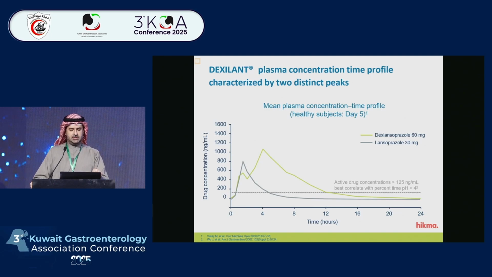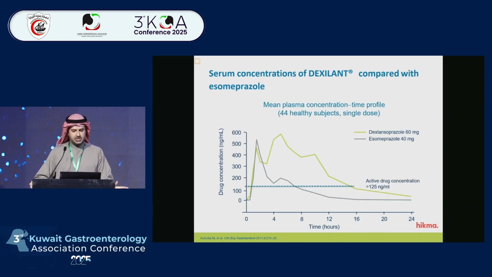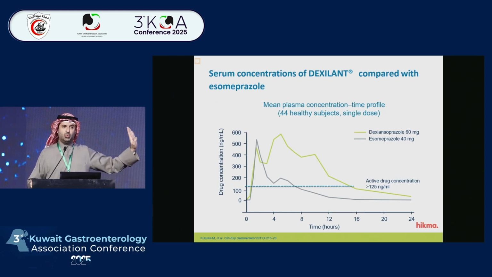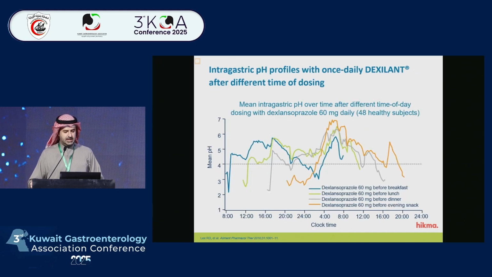This is Dexilant beside lansoprazole, and you can see the second peak. Although there is a higher peak for lansoprazole initially, you get a second peak with Dexilant that maintains a longer duration of the active drug concentration. And this is also Dexilant compared to esomeprazole. Very effective, obviously, esomeprazole initially gives a very high peak, but then you get the same trend as with all conventional PPIs. This is esomeprazole taken once daily, remember, not twice daily.